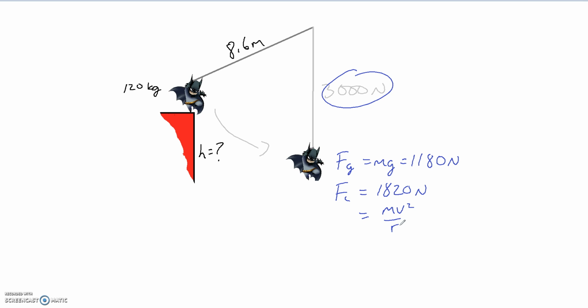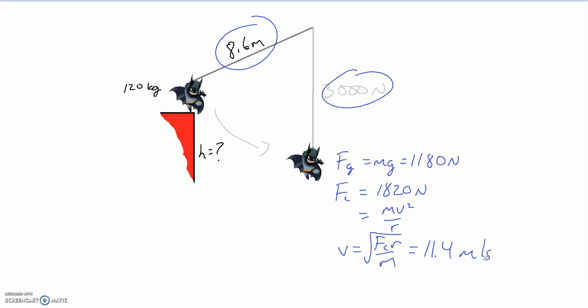I know the radius would just be the length of the cable, which of course is the 8.6. So I can use that to find the speed at the bottom just by rearranging the expression, and that would be Fc r divided by m, and then we'll square root it. And I can find out that he is going approximately 11.4 meters per second at the bottom of the swing.